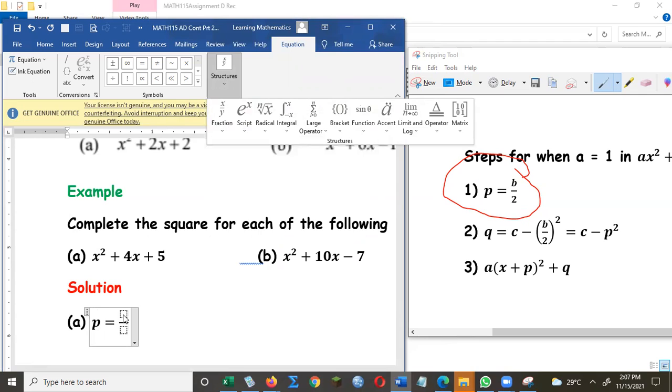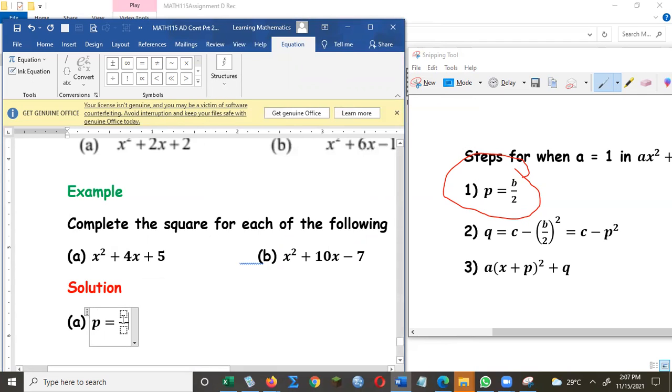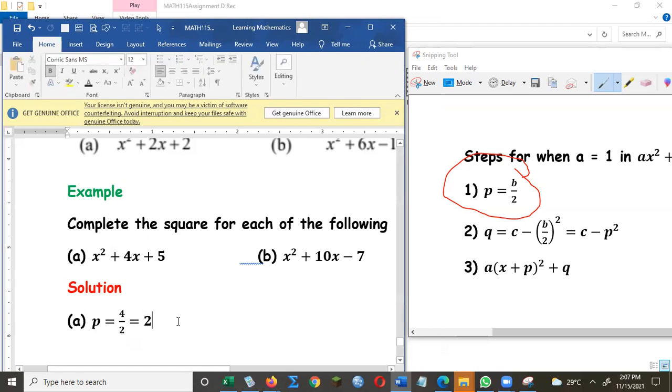4 divided by 2, because B is 4. We can all see B is 4. 4 divided by 2 is 2. So P is 2. Okay, P is 2. What's the next thing we have to do? Step number 2.